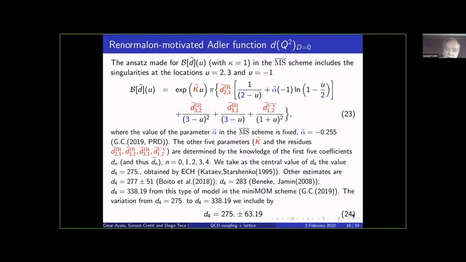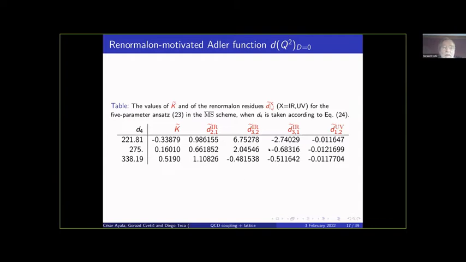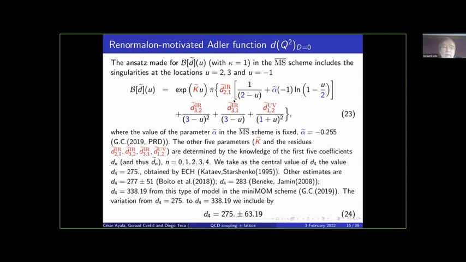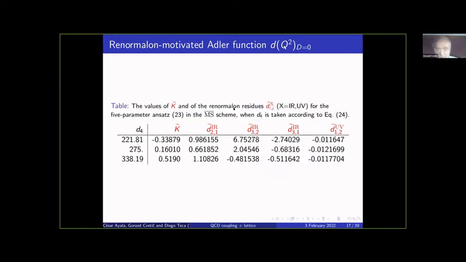Now the values for the parameters in this Borel transform, in this generator of dn tildes, are now, when d4 is, for example, this, are here. The ultraviolet residue is quite suppressed in comparison to the residues of the infrared poles, and this rescaling is small.